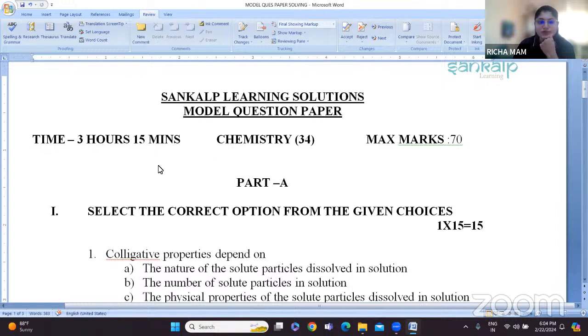So 3 hours 15 minutes will be the allotted time for solving the chemistry paper, or all the PCMB. But for maths, you will have 100 marks in total, and you get 3 hours 15 minutes. For PC, you'll have a 70 marks paper, and 30 marks will be for your practical.